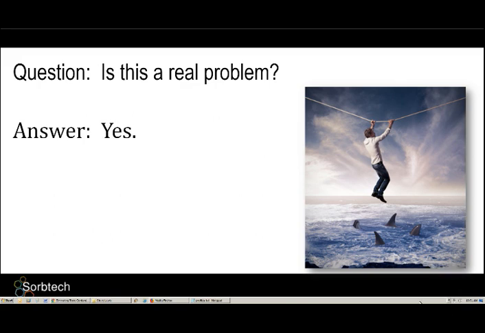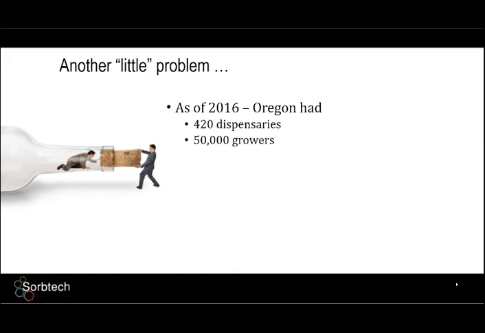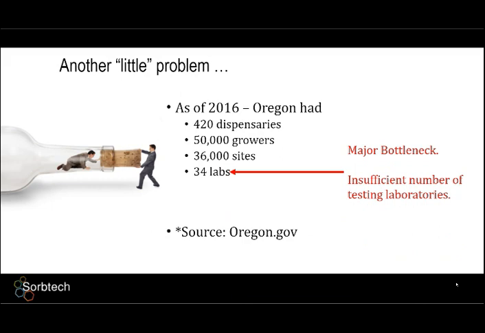So there's another little problem that people in the field should be aware of. As of 2016, Oregon had 420 dispensaries, 50,000 growers, 36,000 sites, and only 34 labs, and we got this from the Oregon government. So this is a major bottleneck. There is an insufficient number of testing laboratories. So this is going to be a problem for people going forward.